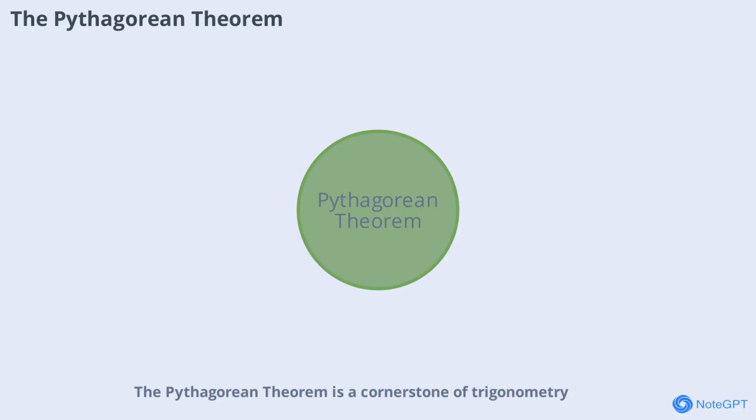The Pythagorean theorem is a cornerstone of trigonometry. It states that in a right-angled triangle, the square of the hypotenuse equals the sum of the squares of the other two sides. This relationship allows you to find missing sides and is the basis for many trigonometric calculations. Mastering this theorem is essential for success in trigonometry.